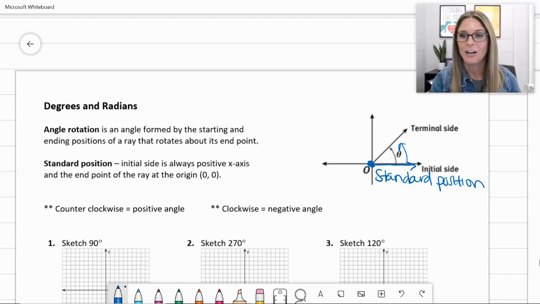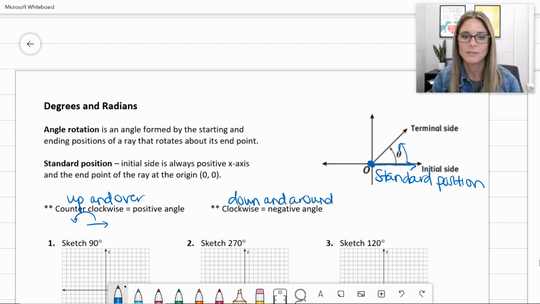Now we'll be rotating our angles counterclockwise, which is going to create a positive angle. Make sure you know that that is going to be up and over. So if I start in that standard position on the positive x-axis, I will be going up and over. Clockwise is when I go down and around. So again, if I start in that standard position, we're going to rotate down and around to create a negative angle.